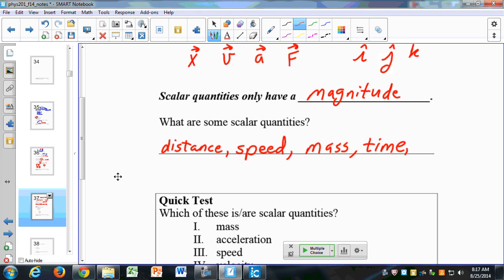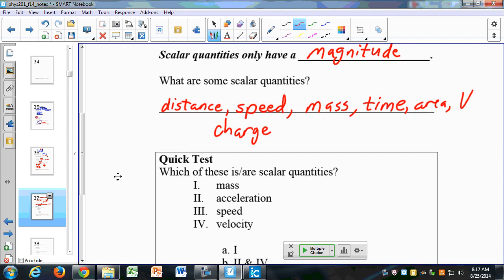Anything else? Area and volume, right? Those are both scalar quantities. Charge is a scalar quantity. We'll get into that next semester a lot. So those are the scalar quantities.